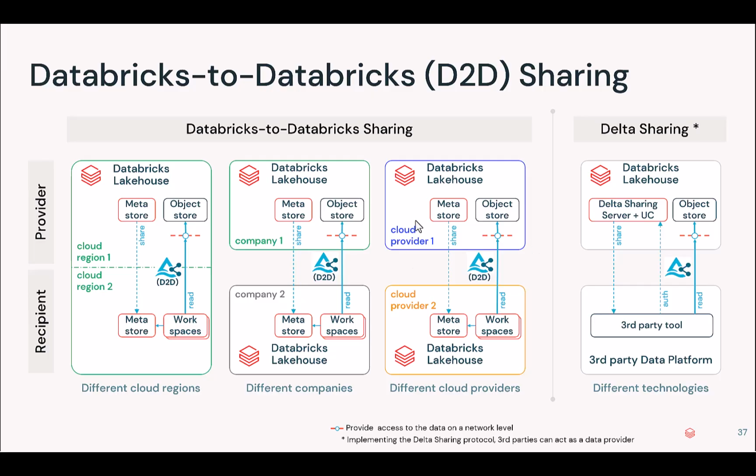So whether you have AWS and Azure, company A, company B, for example, Microsoft, Google, whatever, right? Region 1, region 2, doesn't really matter, right? Wherever you are, as long as you're on Databricks, different region, different cloud provider, different company, does not matter. It understands Databricks, and it can do very efficient sharing between two Databricks environments, right?